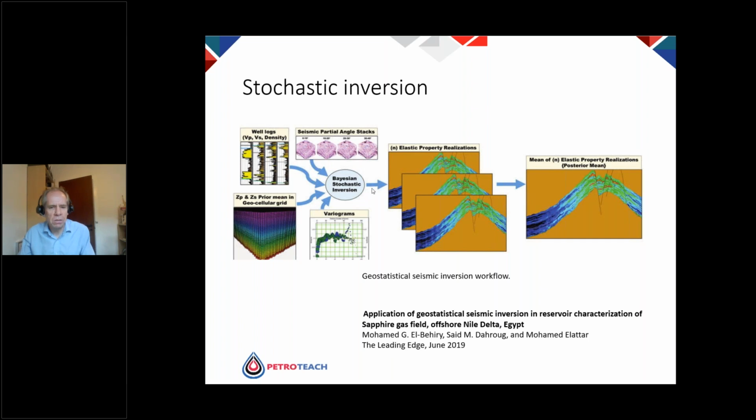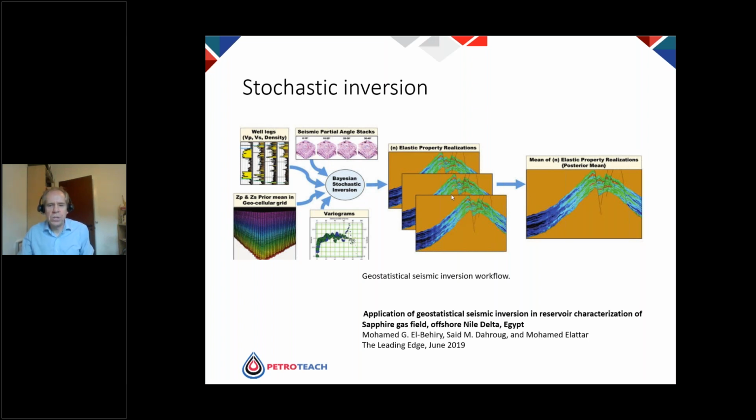In stochastic inversion, I'm going to have my angle stacks. So here are my angle stacks. I'm going to have my well logs to give me a variogram, to give my properties. I'm going to have a low frequency model, a starting model. And what I'm going to do is produce a whole bunch of models, and they're all going to be consistent with the seismic data.